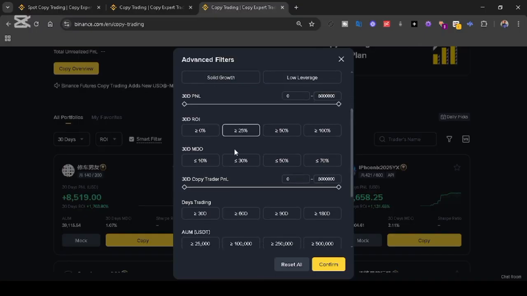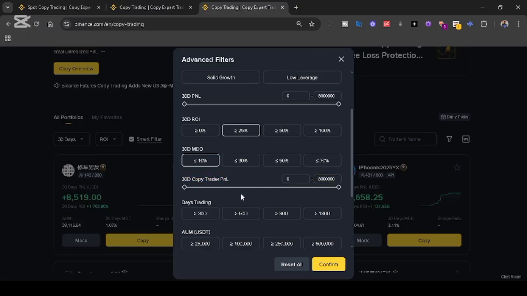Then when I scroll down, this 30 days MDD simply means maximum drawdown. In simple terms, you can just say the loss. How many percent loss has this trader made within the last 30 days? I want a trader that has made a loss of less than or equal to 10%. I don't want any trader that has made a loss of more than 10% within the last 30 days. Now, in this place they wrote 30 days copiers' profit and loss. I will leave this range like this, from $0 to $500,000. I'm not going to touch it.